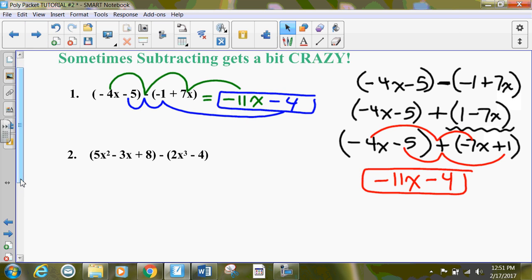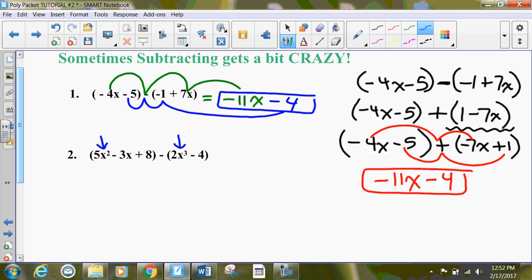All right, I'm going to use the first method to do number 2, and I'm going to use my method of observation. I'm going to notice this 5x squared is not the same thing as this 2x cubed. They are not like terms. I can't say 5x squared minus 2x cubed. Nope, they're not like terms. And so this is a problem.